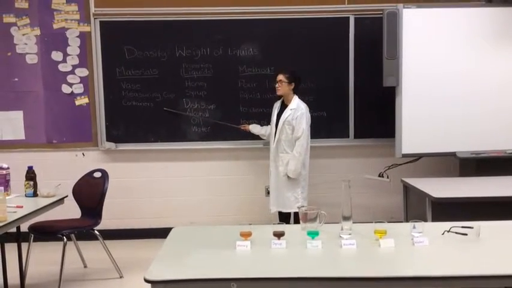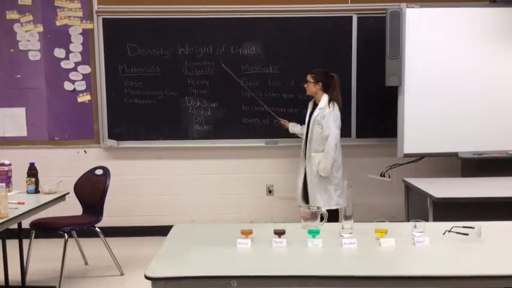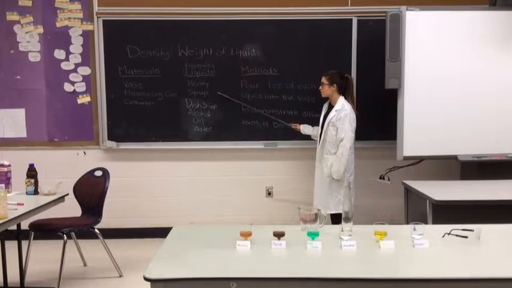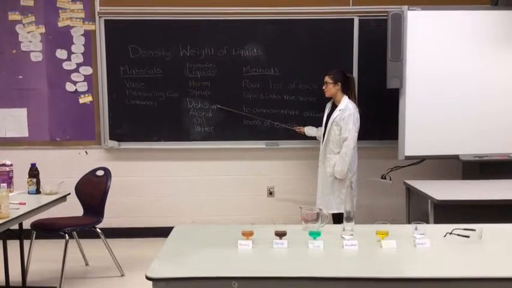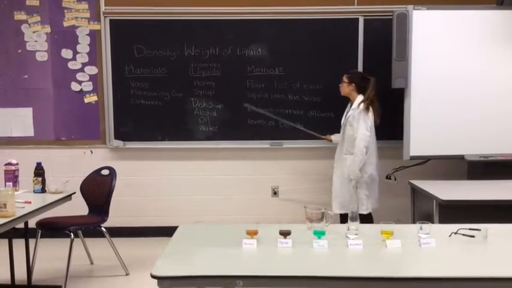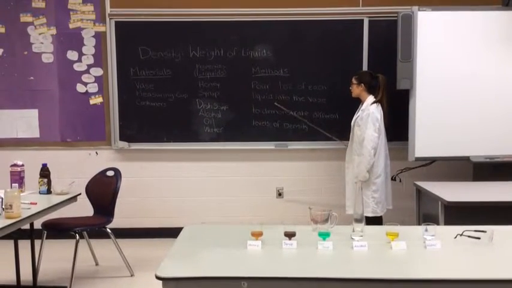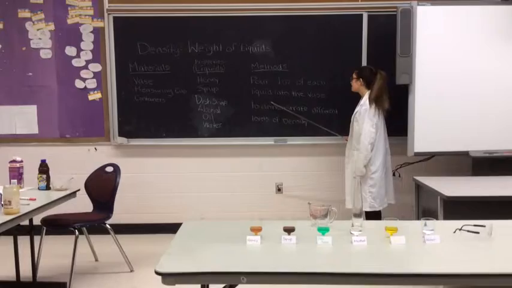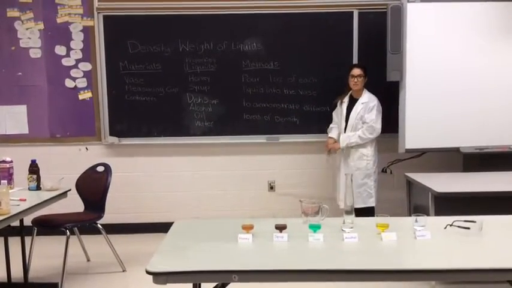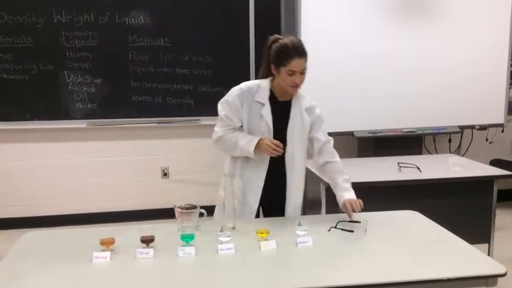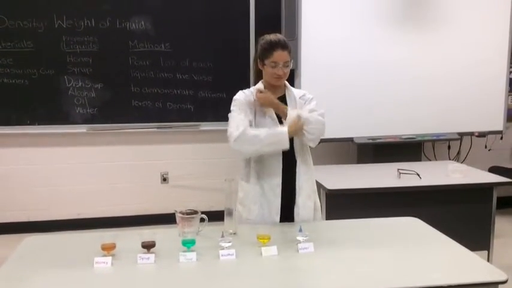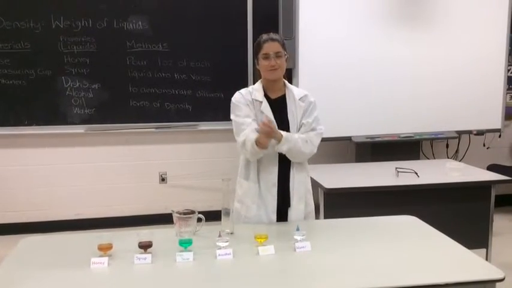The materials we will be using today are a vase, a measuring cup, and 6 containers. The liquids that we will be using are 6 liquids: honey, syrup, dish soap, alcohol, oil, and water. We will pour 1 ounce of each liquid into the vase to demonstrate how different levels of density separate in the vase. It's time to put our safety goggles on, roll up our sleeves, and let's get started.